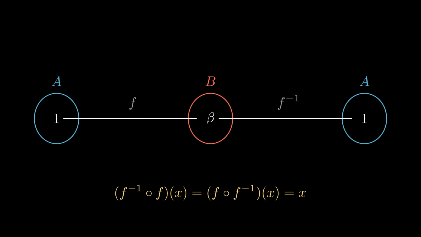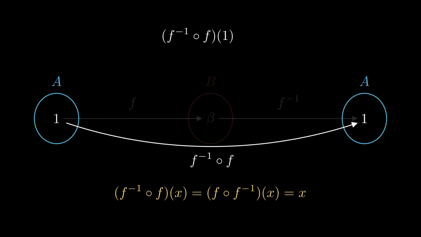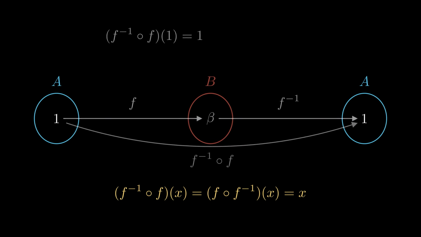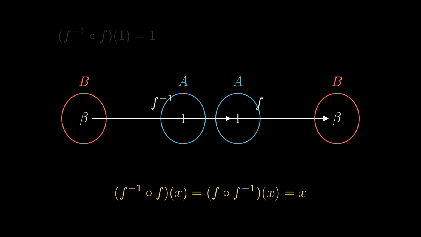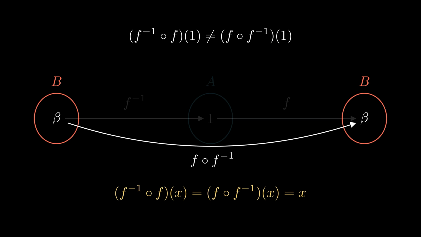Consider this small example of an invertible function. We clearly have that f inverse composed with f of 1 equals 1. If we do the composition the other way though, we can't even have 1 as an input since the domain of this composition is B. Not only is f inverse composed with f of 1 different from f composed with f inverse of 1, the latter doesn't even make sense. So what's the deal?